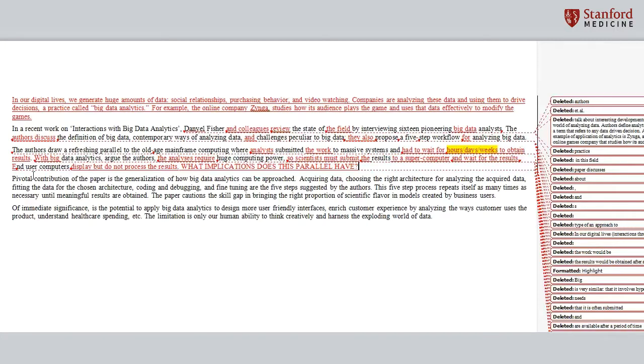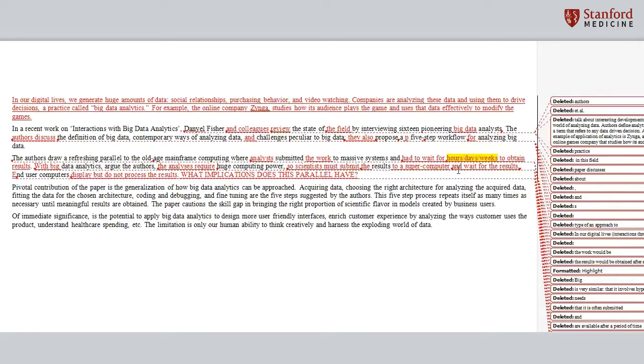So they say pivotal contribution of the paper is the generalization of how big data analytics can be approached. Well, notice we already set up here, they propose a five-step workflow. I'm going to put the word pivotal back up in the second paragraph to emphasize the significance of the work. So they also propose a pivotal five-step workflow for analyzing big data.